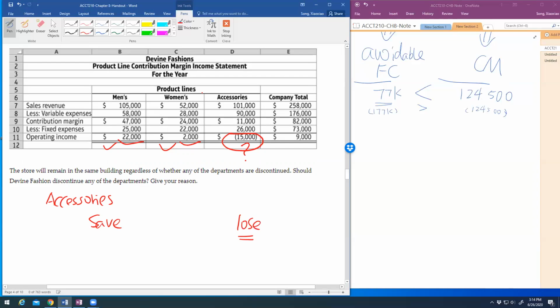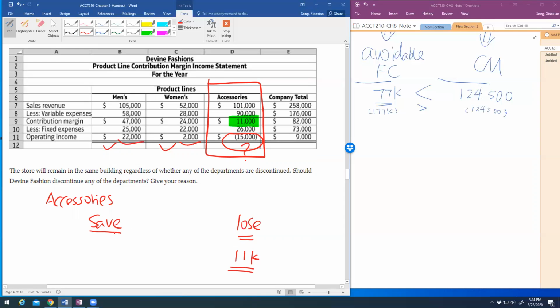If we discontinue this accessory department, we just focus on this one. The contribution margin is 11,000. If you discontinue it, you will not have this revenue, and you will not have this variable cost. Basically, you will lose 11,000. That's the money we will lose. But how much money can we save?